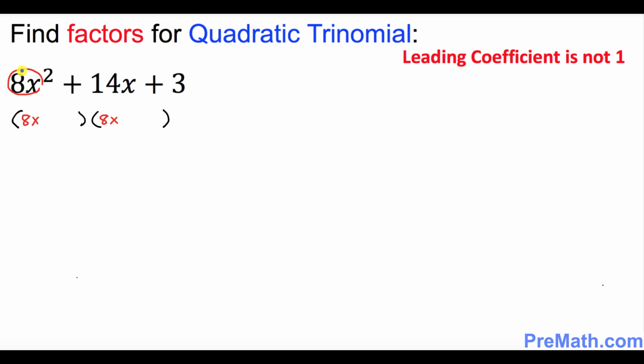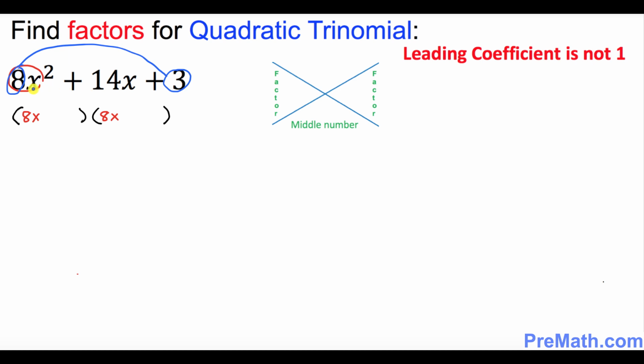So the next step, I want you to go ahead and multiply this 8 and this 3, both numbers. 3 and 8, if you multiply, is going to give you 24. So I want you to put that 24 on the top over here in this diagram, and look at this 14, positive 14. This is going to be at the bottom over here in this diagram. So this is the middle number.